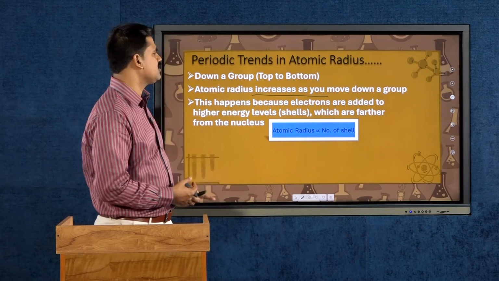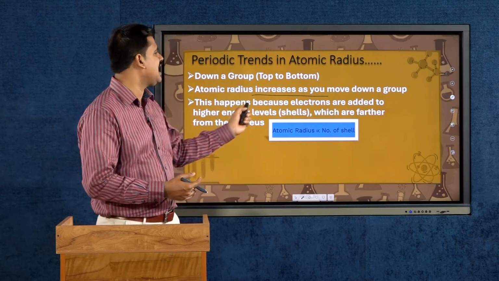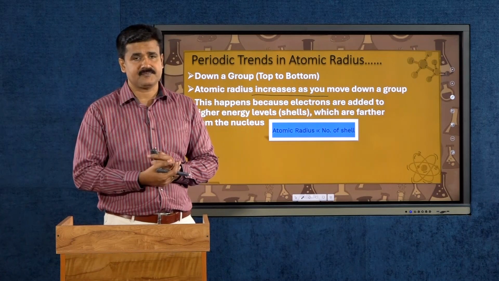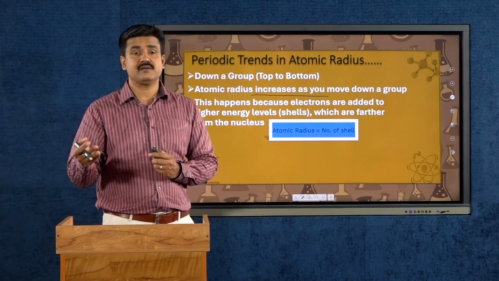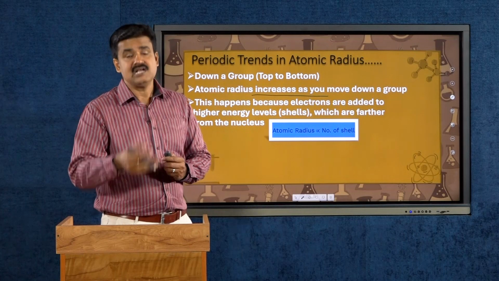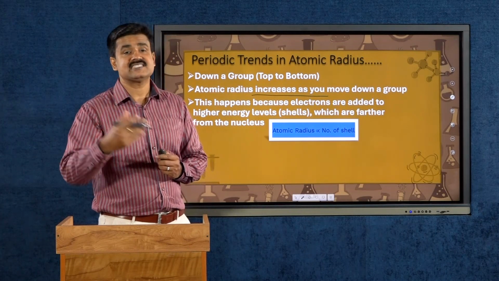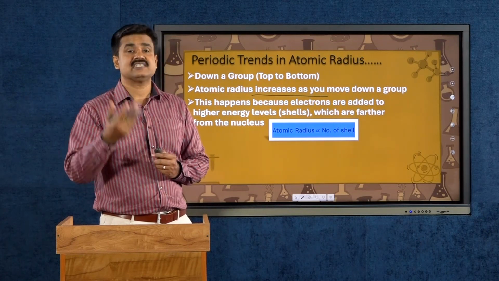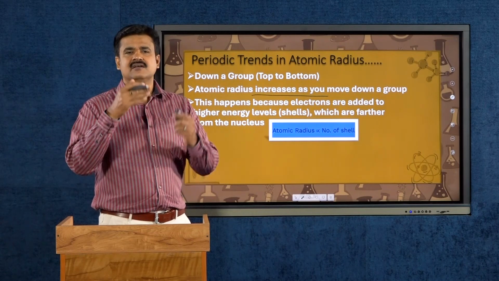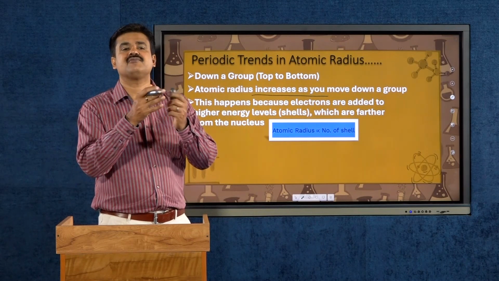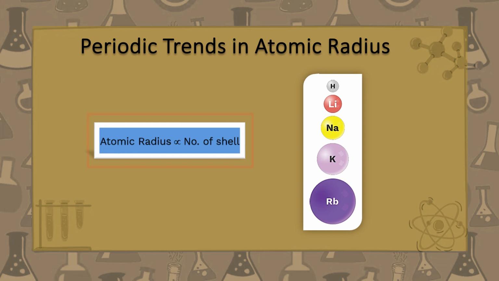This happens because electrons are added to higher energy levels or new shells. So as you move from lithium to sodium, you can see the presence of a new shell. From sodium to potassium, one more shell is added. So electrons are added to the extra shell, which is farther from the nucleus. Atomic radius is directly proportional to number of shells. With an increase in number of shells, there is an increase in atomic radius.